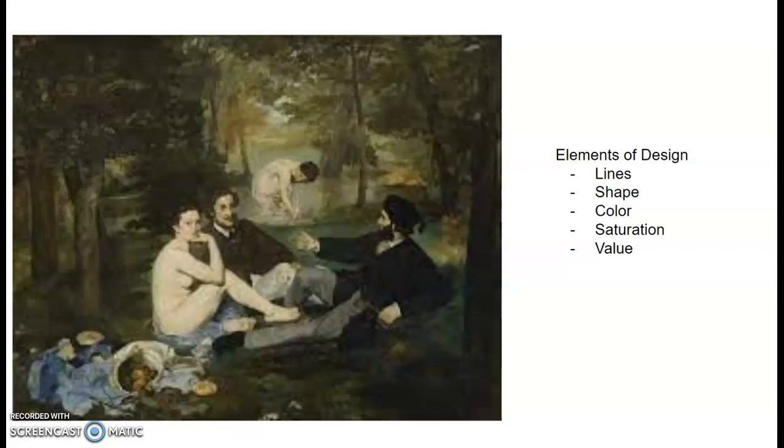The values within this painting are very present, as there is a great difference in lightness and darkness between the trees and the grass and the nude woman that are present in this painting.